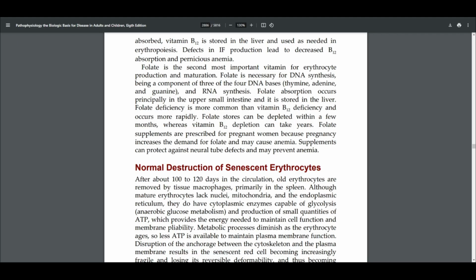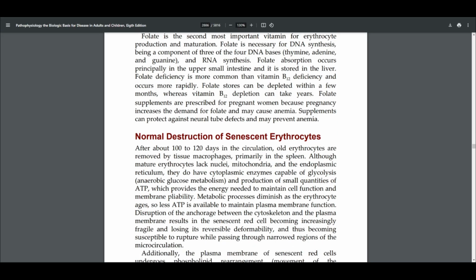Folate is the second most important vitamin for erythrocyte production and maturation. Folate is necessary for DNA synthesis, being a component of 3 of the 4 DNA bases, which are thymine, adenine, and guanine, and for RNA synthesis. Folate absorption occurs principally in the upper small intestine and it is stored in the liver. Folate deficiency is more common than a vitamin B12 deficiency and occurs more rapidly. Folate stores can be depleted within a few months, whereas vitamin B12 depletion can take years. Folate supplements are prescribed for pregnant women because pregnancy increases the demand for folate and may cause anemia. Supplements can protect against neural tube defects and may prevent anemia.